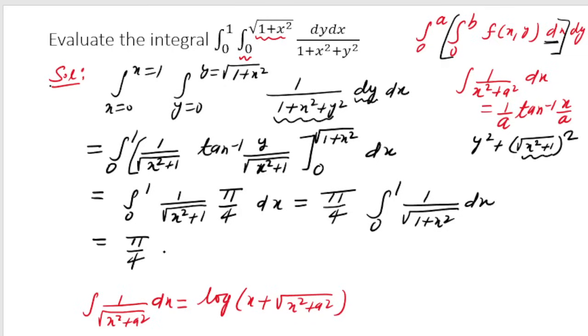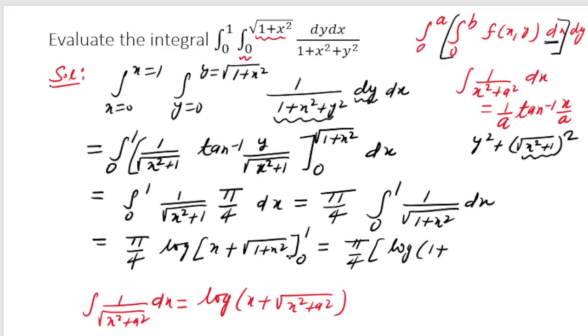So I will write pi by 4, and here x square plus a square. So in place of a, we have 1, right? So I will write log of x plus under root 1 plus x square, right? And the limit of integration is 0 to 1. I hope there is no doubt up to this. Now I have to put the limits. So in place of x, I have to put 1. So I will take pi by 4. And if I put x is equal to 1, I will get log of 1 plus 1 square. So that is 2. So under root 2. And if I put 0, log of 0 plus 1. So log of 1. So log of 1 is also 0. So I will write it log of 1. I'm writing it for your convenience. So the final answer I have got is pi by 4 log of 1 plus under root 2.